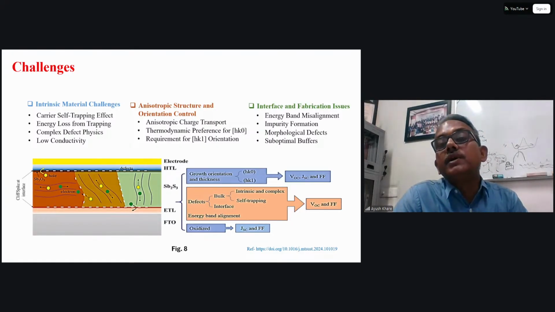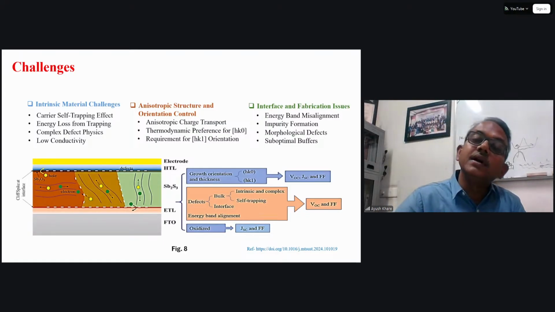And also the interface. Whenever two layers are there, they constitute an interface. While passing from one layer to another layer, there can be many obstacles that charge carriers may face. We have to take care of that because of the deposition of layers over one another.